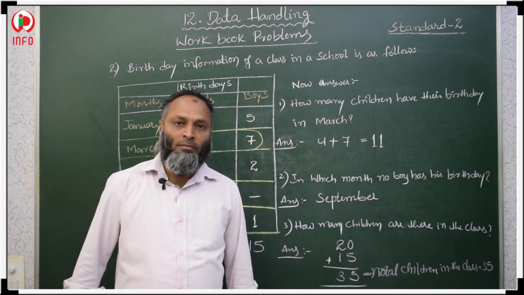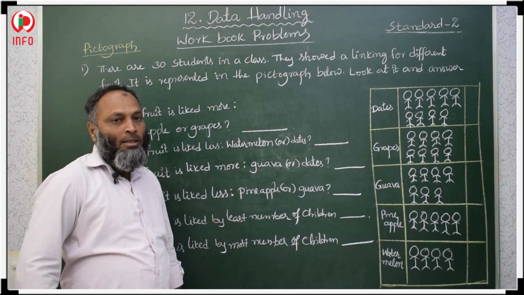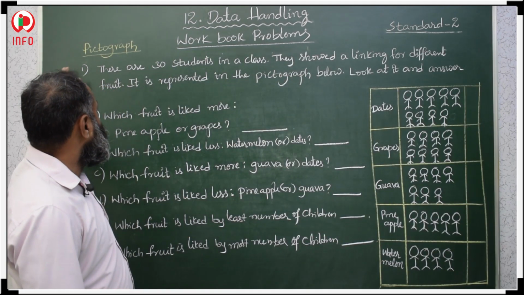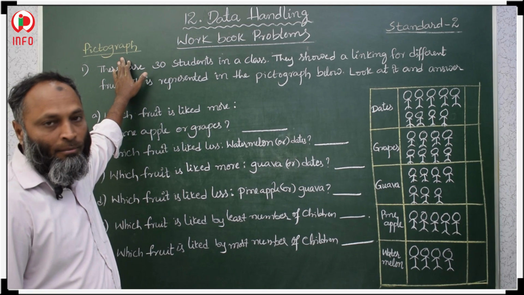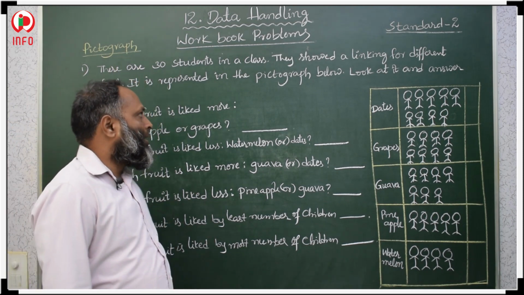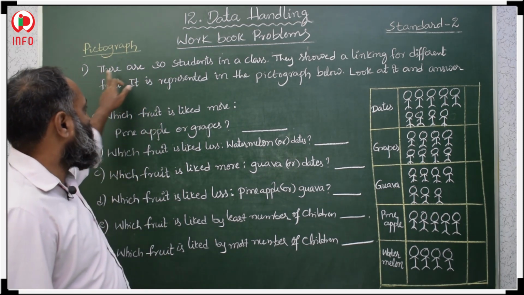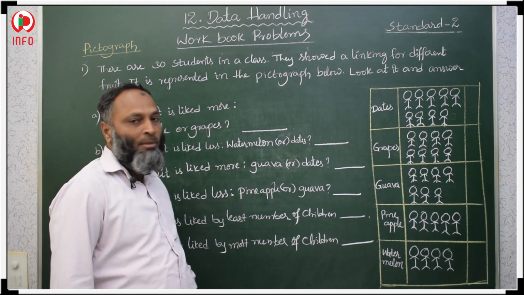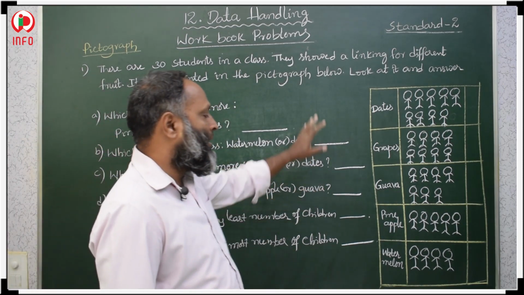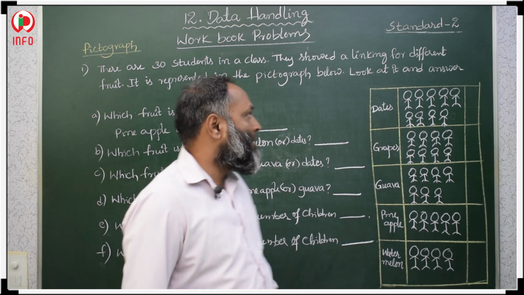Okay. Yes. Now students, next questions based on pictograph. So here in first question what is given? So there are 30 students in a class. How many students? 30 students. Total 30 students are there in a class.